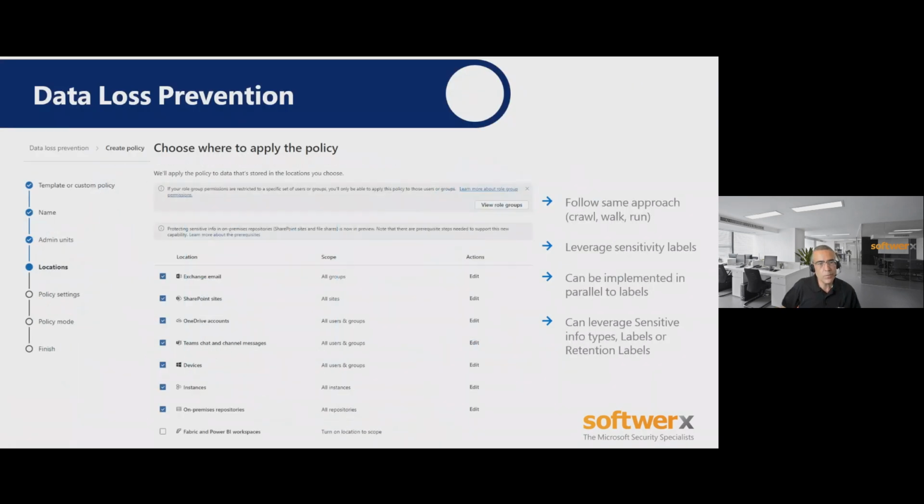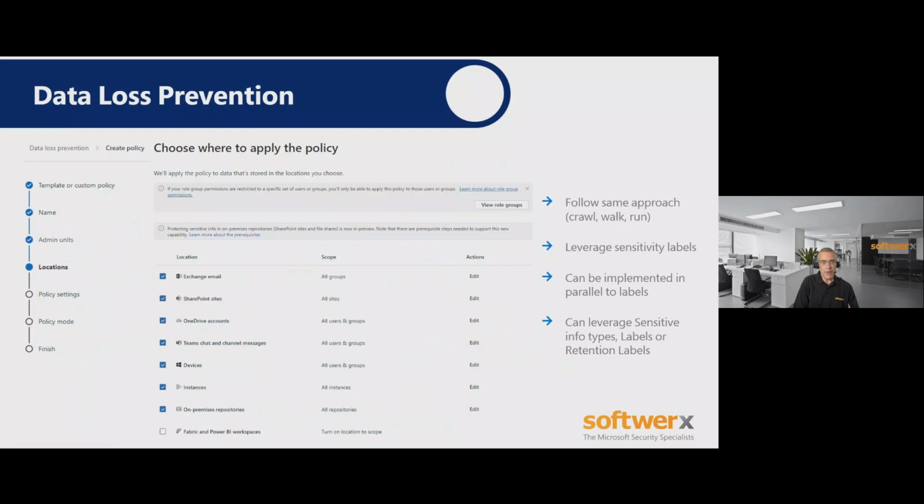Now, as I mentioned, you can also do data loss prevention in parallel, or you can do it afterwards. Data loss prevention is there to help protect the information from being lost, or sensitive information getting outside of your organization that you don't want to. And again, follow the same principle: crawl, walk, run.